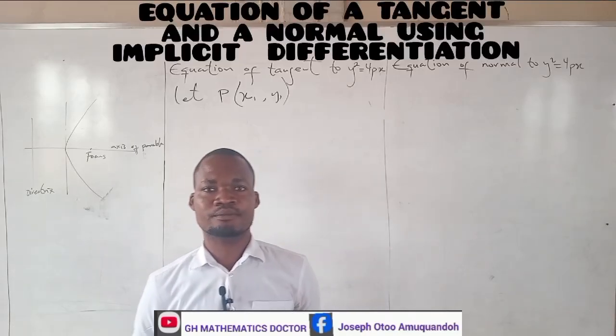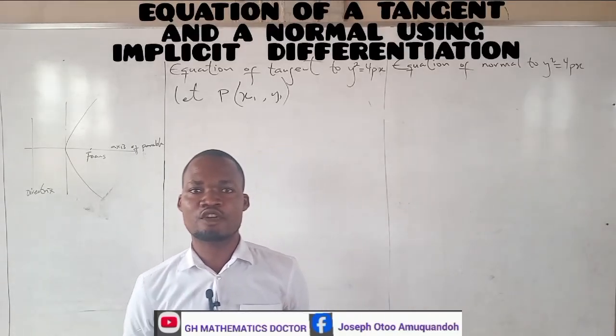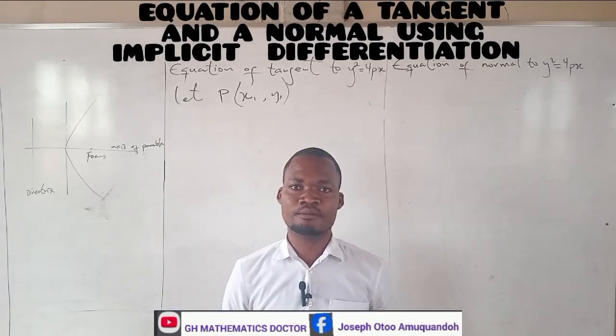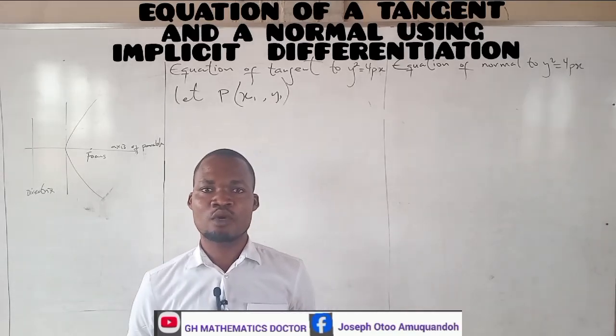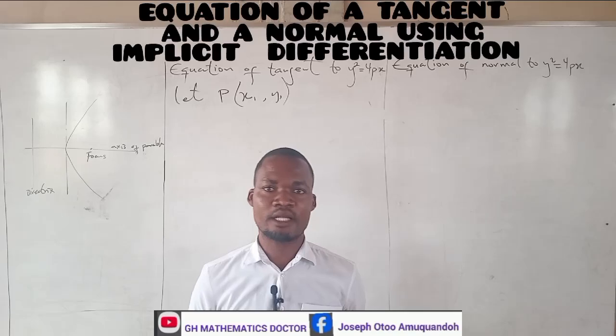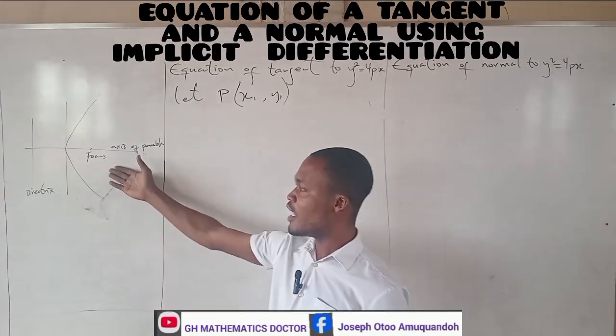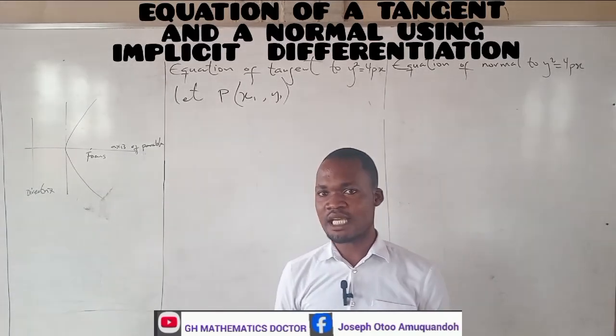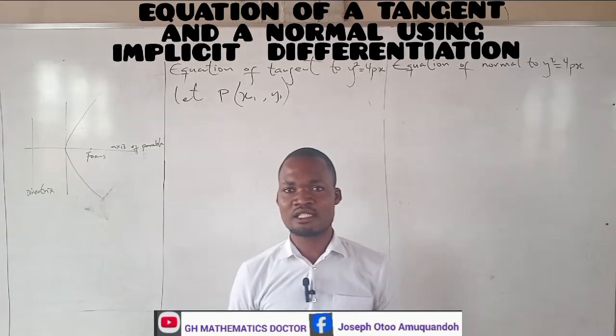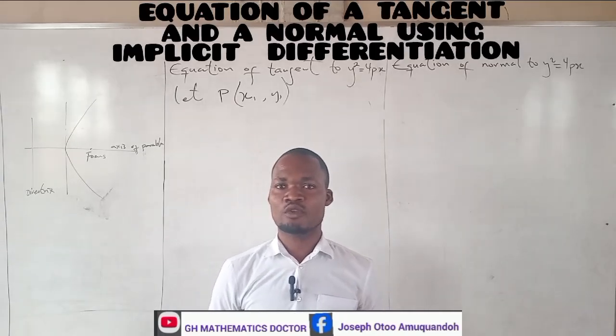We are going to look at how to find the equation of a tangent and a normal to a parabola by using implicit differentiation. First of all, let's define what a tangent is and what a normal is. Assume we have this parabola. To identify the tangent line, it's a line drawn to touch any point on our parabola.